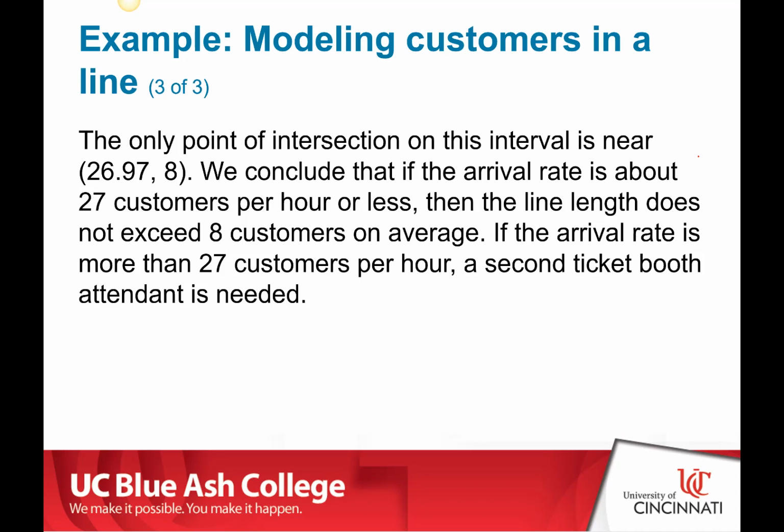Okay? If the arrival rate is more than 27 customers an hour, you got to open up a second booth. If there are more than 27 people an hour coming up to that line, you've got to have a second line. Otherwise, you're going to have too many people in line, and the wait time is going to be too long, and you're going to have hangry customers. Okay? That's what the 27 tells you. What's the maximum arrival? 27 an hour. Does that make more sense?